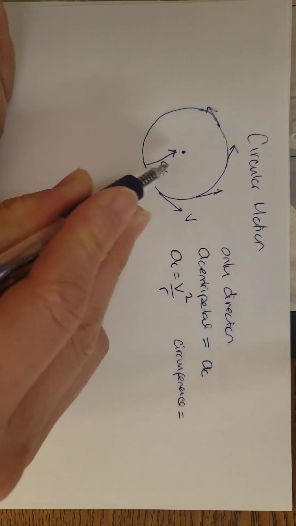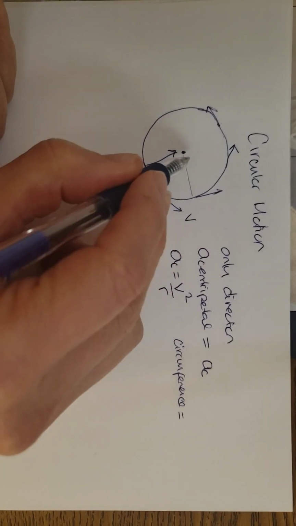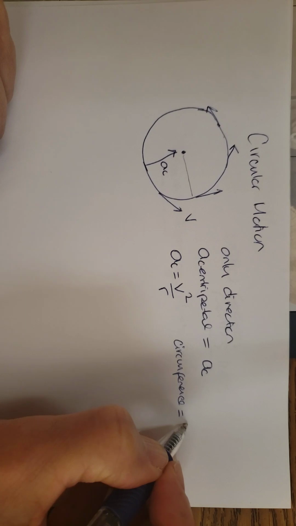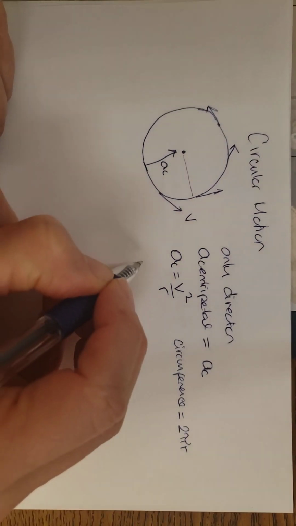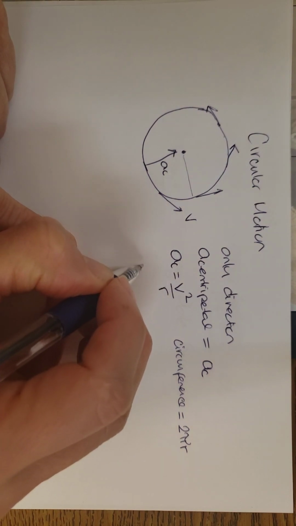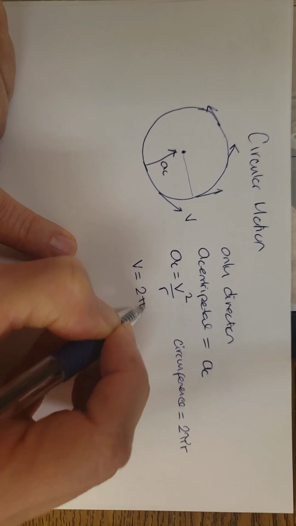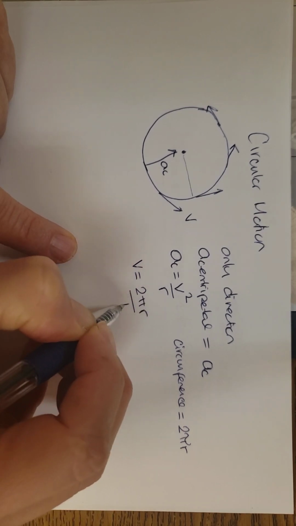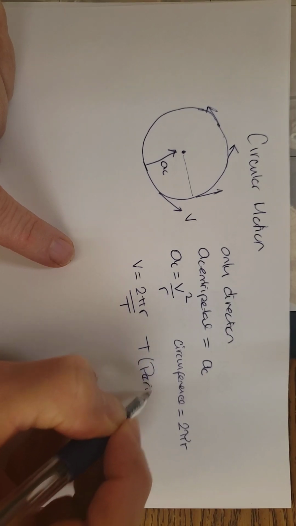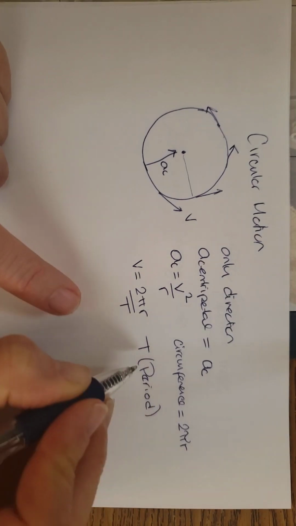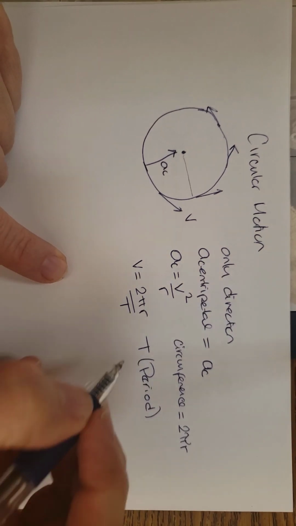We should also remember that the circumference is going to be related to the radius. The bigger the radius, the greater the circumference is going to be, and it's going to be calculated by doing 2 pi r. The velocity is also going to be related. The linear velocity will be 2 pi r divided by the period, where the period, even though it's a t, stands for period, and it always has to be a capital letter T.